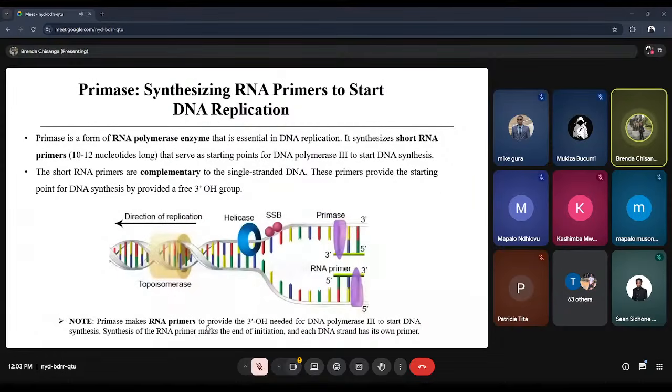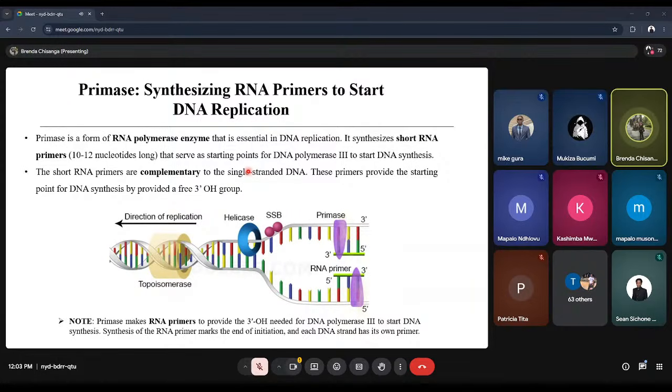Now, let me just go to the last slide, if you can allow me. So the primase is an RNA polymerase enzyme. What is its function? The function is to synthesize an RNA primer to start DNA replication. In fact, it should have been to start elongation, DNA elongation, because remember, initiation has already started. But this time, think of it like an RNA primer has to be synthesized first before polymerase 3 can be recruited or can start synthesizing DNA.